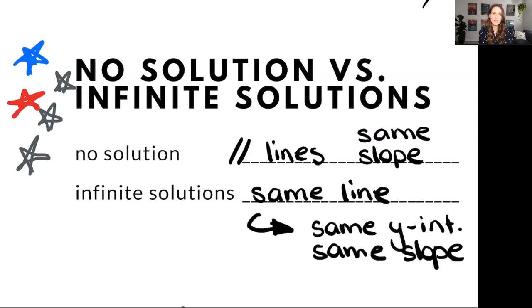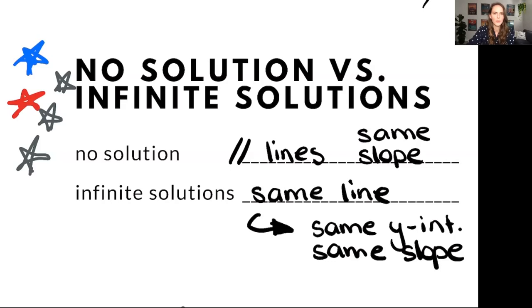So when you see the words no solution in a question, you want to remember that that just means the lines are parallel, so they're going to have the same slope. And if they have infinite solutions, it's the same line. So it's going to have the same y-intercept and the same slope.